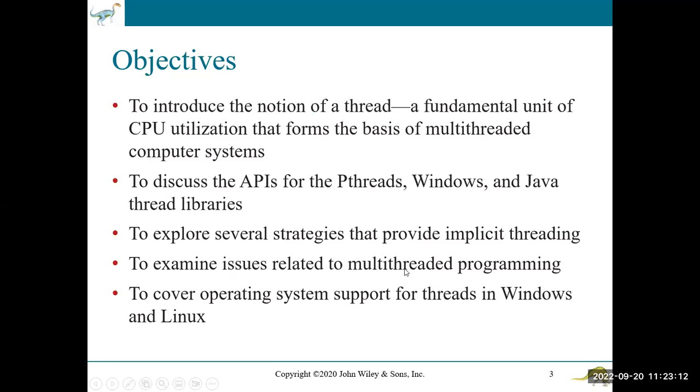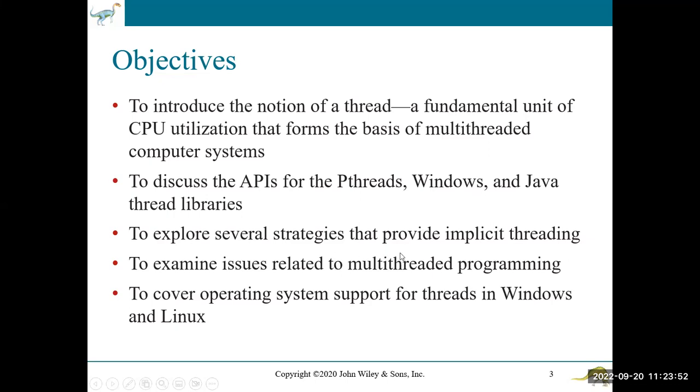So we want to explain what a thread really is as a fundamental unit of CPU utilization, right? You must remember that each process by default has to have a primary thread, right? So you can't really have a process without a thread. And that's another aspect of threads that makes a great segue into our review today. There are APIs for the different operating systems: Pthreads, Windows, and Java. Pthreads would be more commonly found in Unix and Linux.